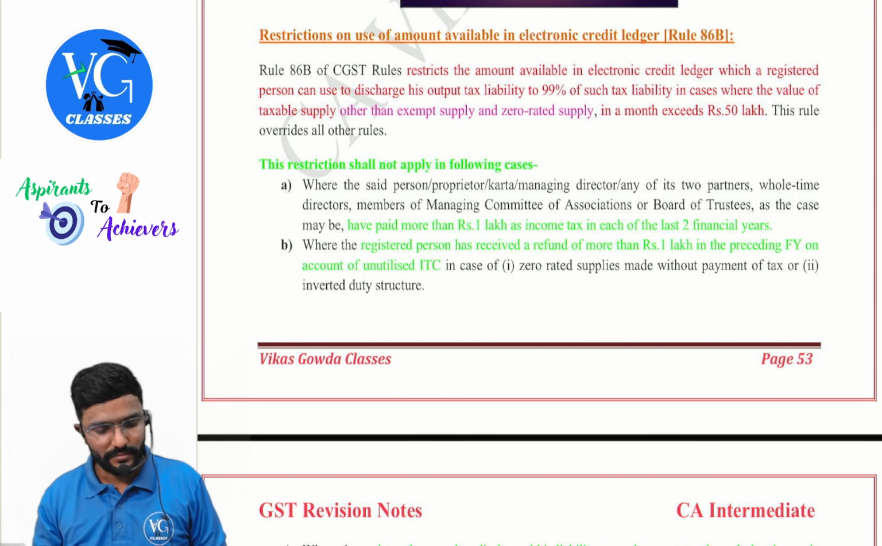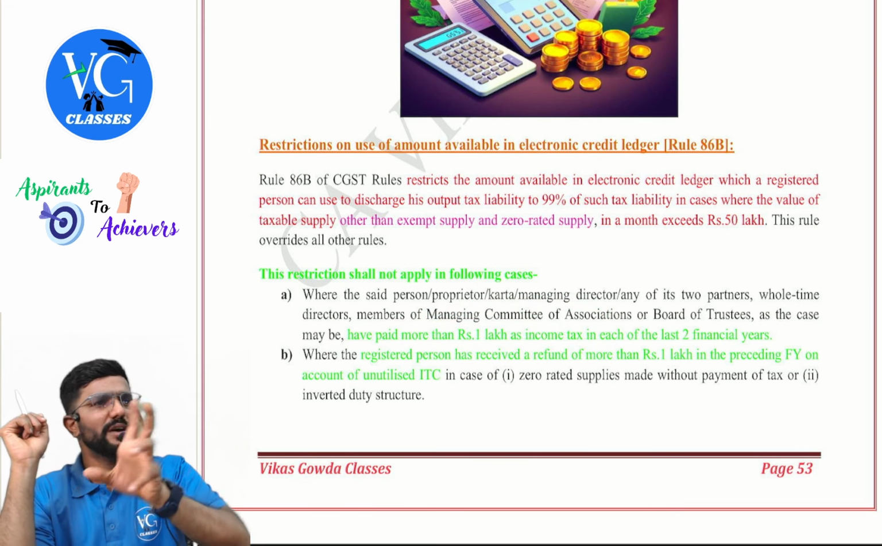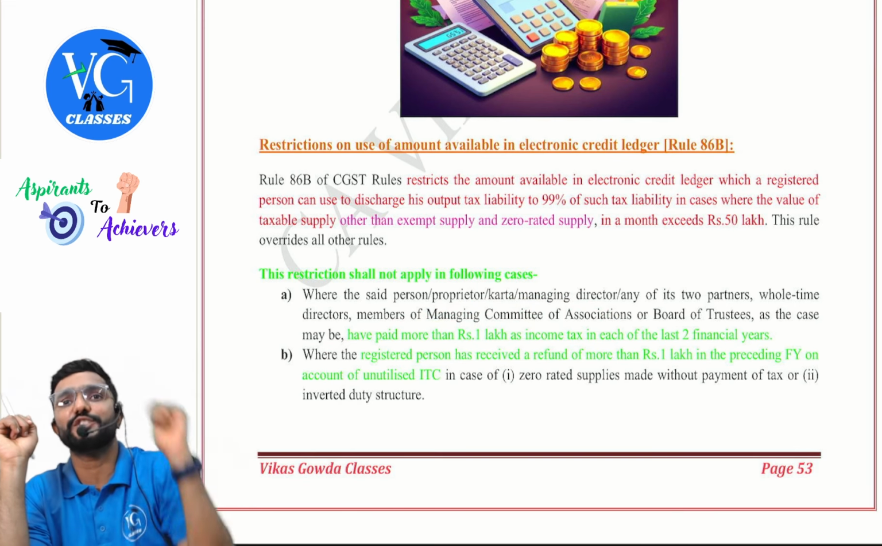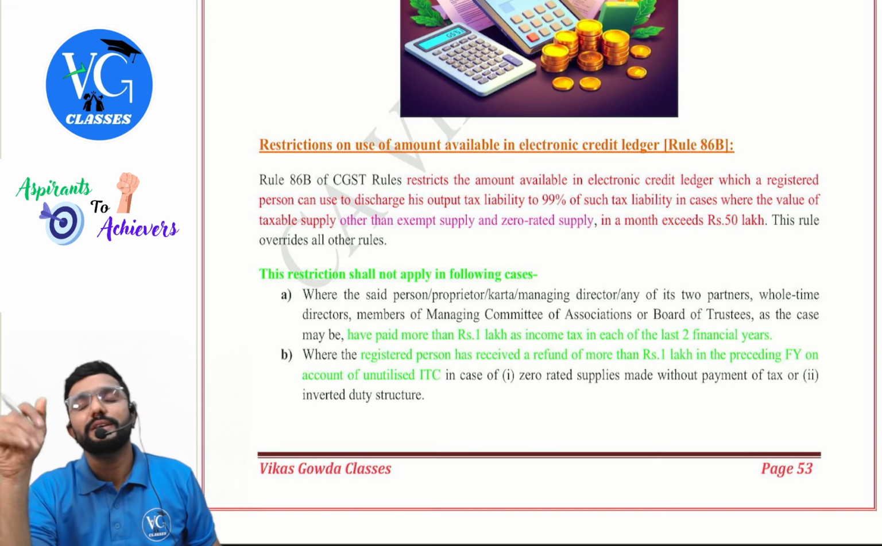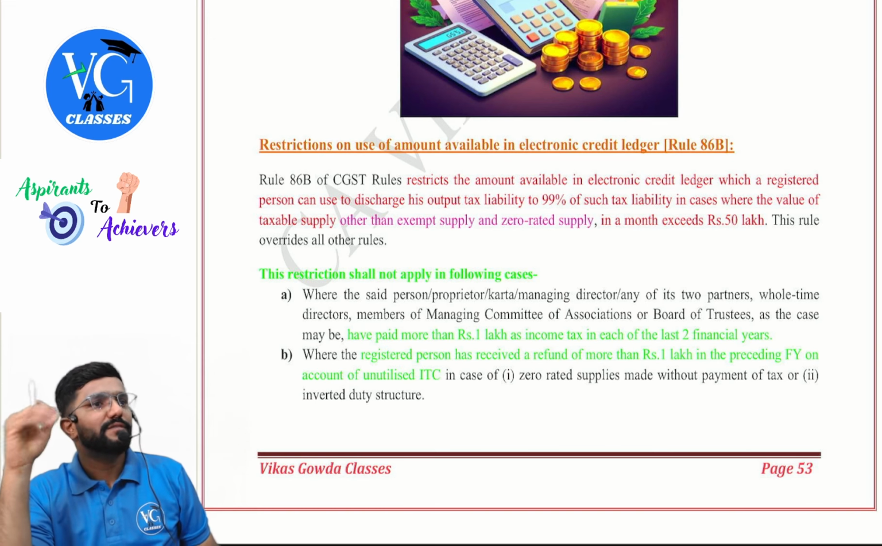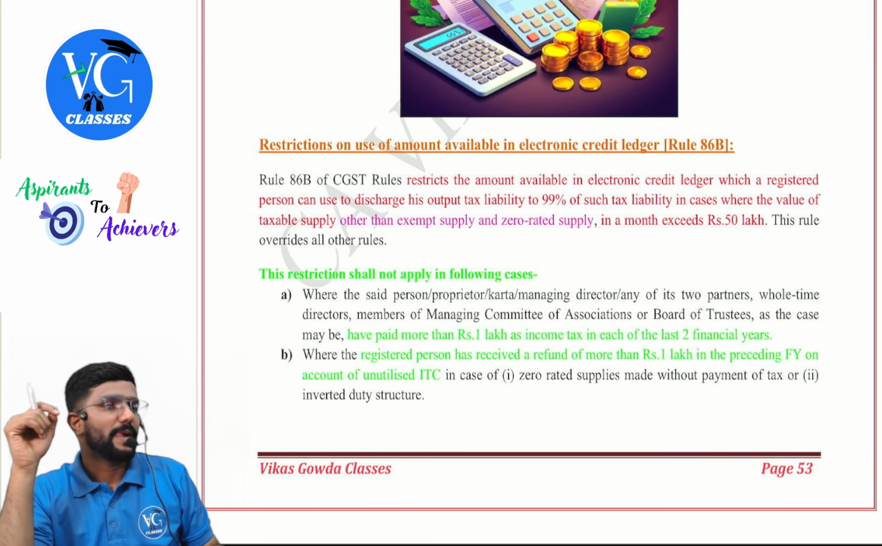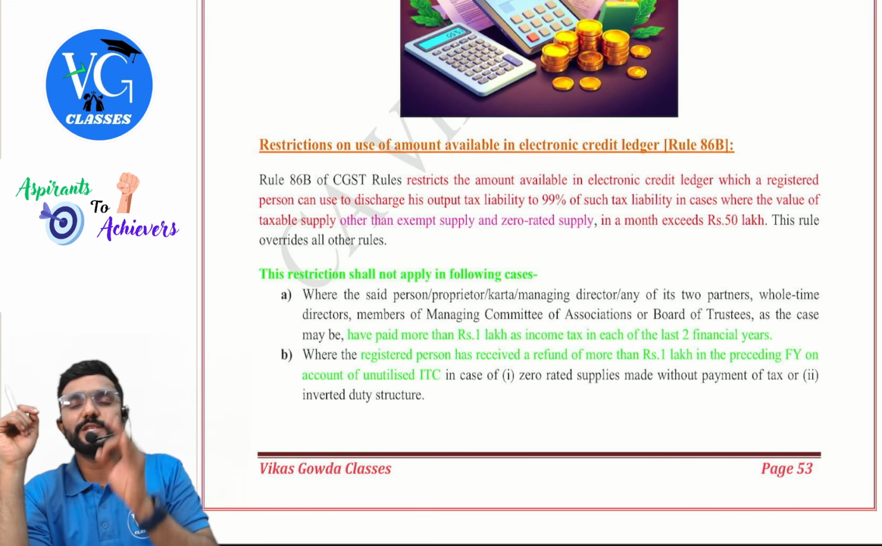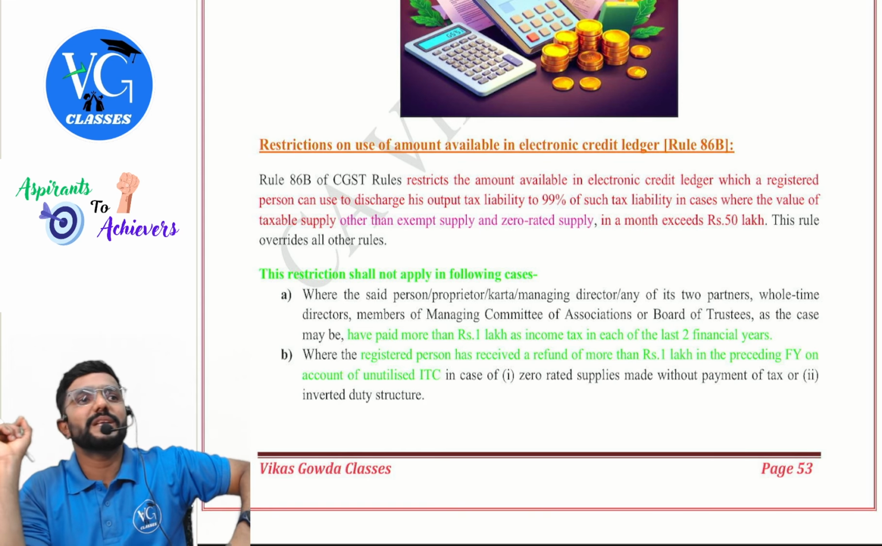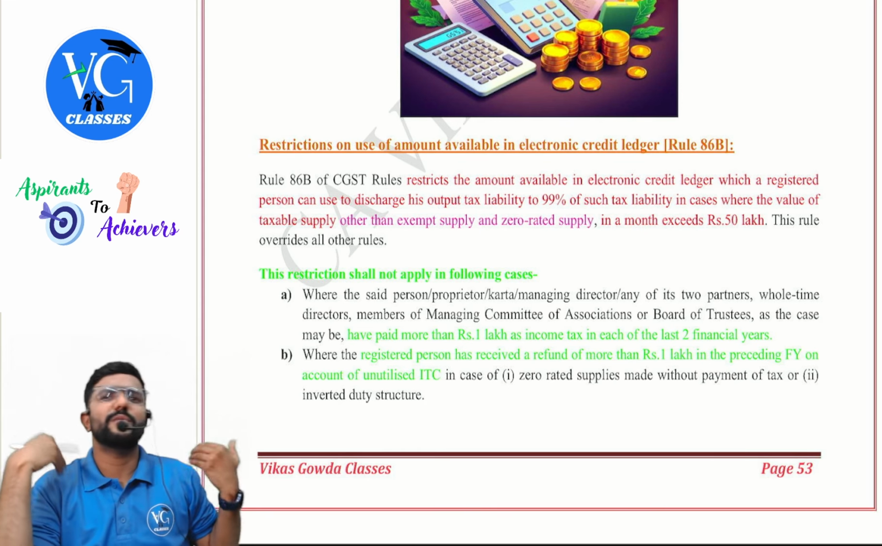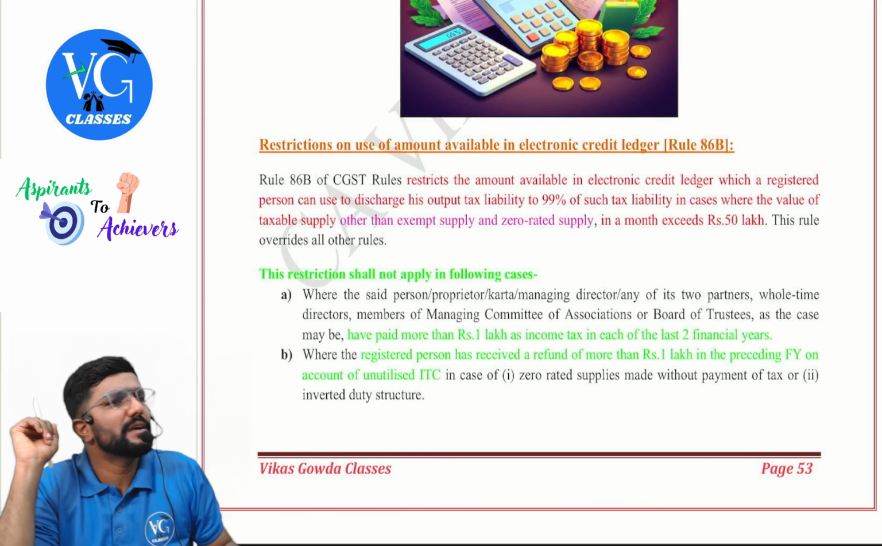Now, if I am an individual registered under GST, or if it is any entity, whoever is the face of it. For example, sir, for company, managing director, for partnership firm, partners. If these people have paid more than 1 lakh income tax in the last 2 years, in this year rule 86B is not applicable for company, partnership firm, or if I am an individual, for me it is not applicable. Even though the turnover is more than 50 lakhs, still not applicable.